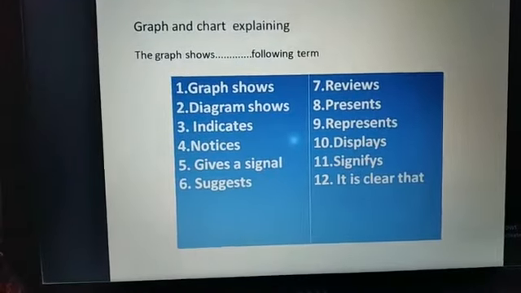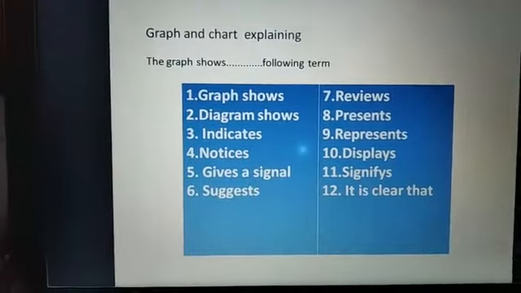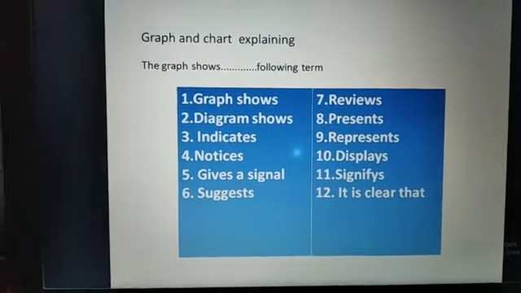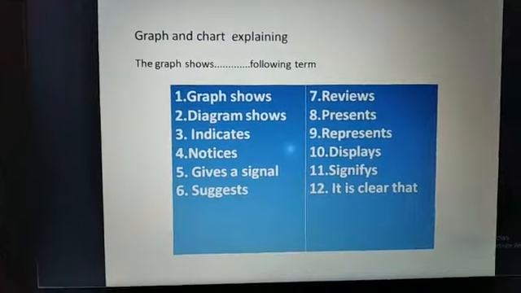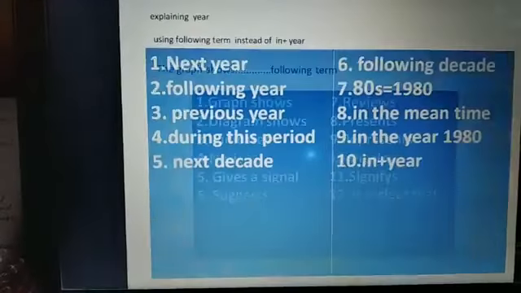So when we explain a graph, we will not write "the graph shows" every time. We also write shows, indicates, notices, and all these words.